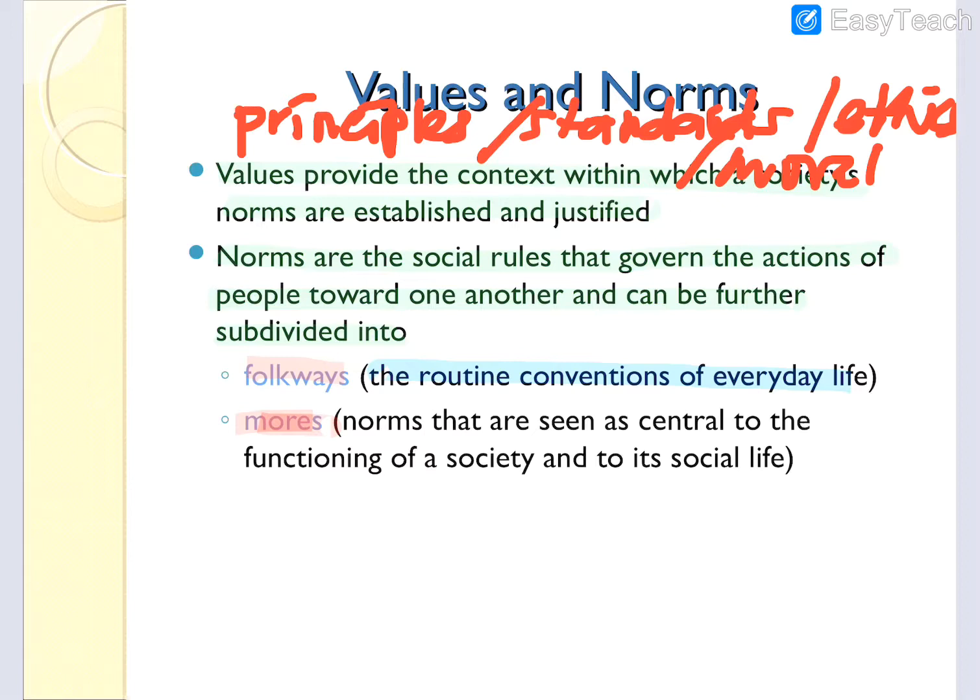While mores are actually norms that are seen as central to the functioning of a society and to its social life. Norms are actually the essential or characteristic customs and conventions of the society, meaning their way of life. So if you do not follow, if you are violating these mores, there can be a serious retribution. They can consider it a big problem.